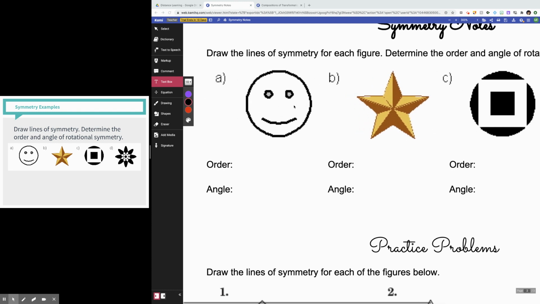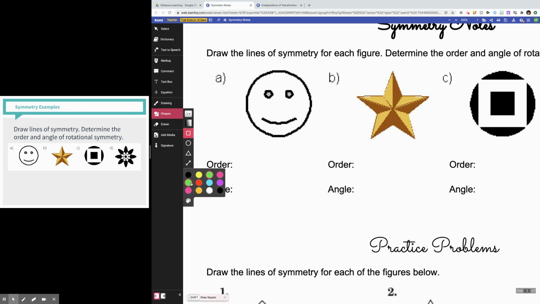So what we're going to do here is draw the lines of symmetry for reflectional symmetry, and then figure out the order and angle of rotation for each of these figures. So let's do this bright pink guy. For the first one, this technically overall is a circle, so really it should have an infinite number of lines of symmetry, but we have these extra things in the way, the eyes and the smile. So there's really only one line that you can draw.